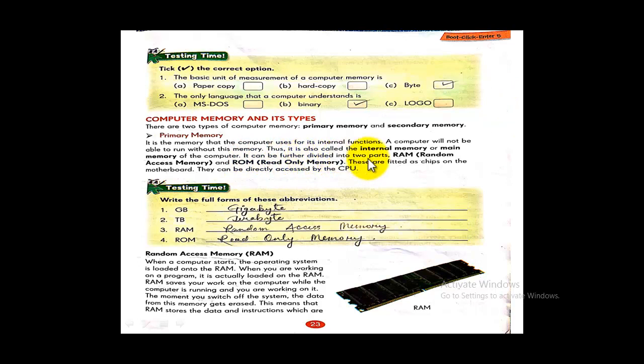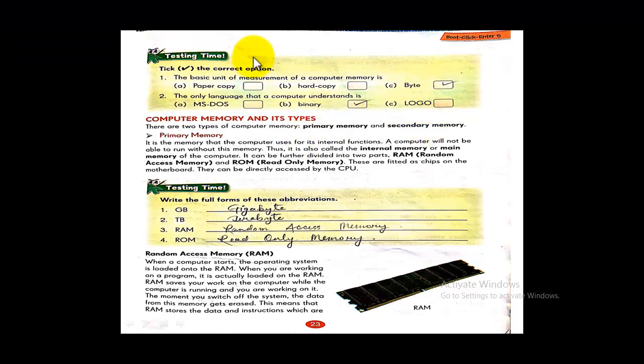Now this primary memory is again divided into two types, that is RAM, random access memory, and ROM, read only memory. Now these are fitted as chips on the motherboard. They can be directly accessed by the CPU. The full form of RAM is random access memory, and the full form of ROM is read only memory. Now the computer memory is divided into two types, primary memory and secondary memory.